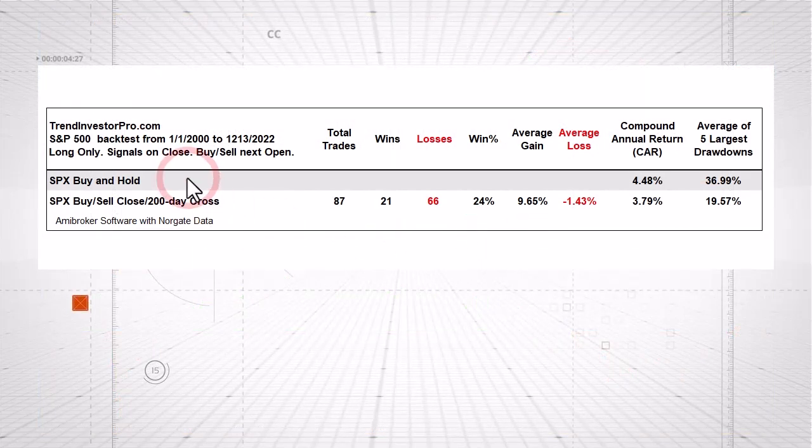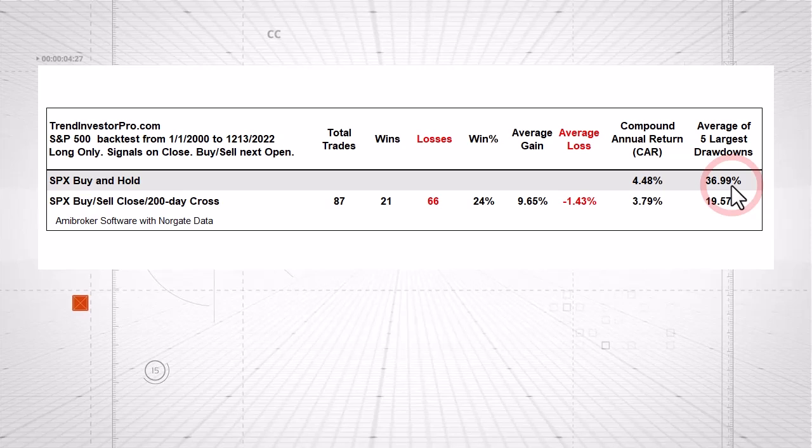First, we've got buy and hold just kind of for reference. And if you just bought the S&P 500 on January 1st, 2000 and held it until December 13th, you'd have a compound annual return of 4.5%, which is okay. It's not great. But you see the largest drawdowns, the 5 largest drawdowns, 37% is the average of the 5 largest drawdowns. And that's because you had big drawdowns in 2002.